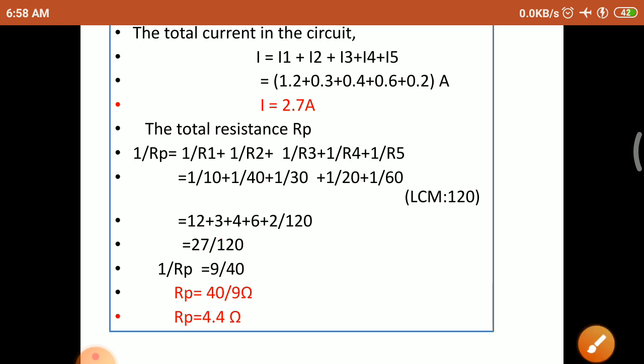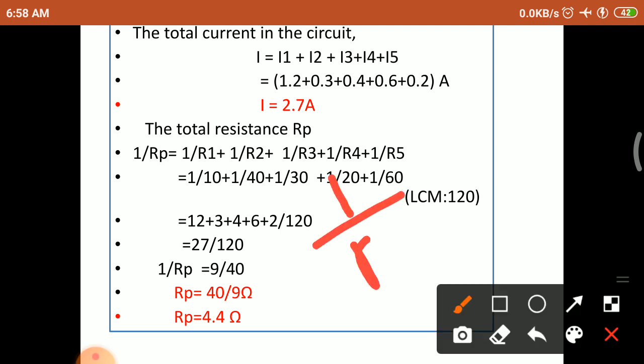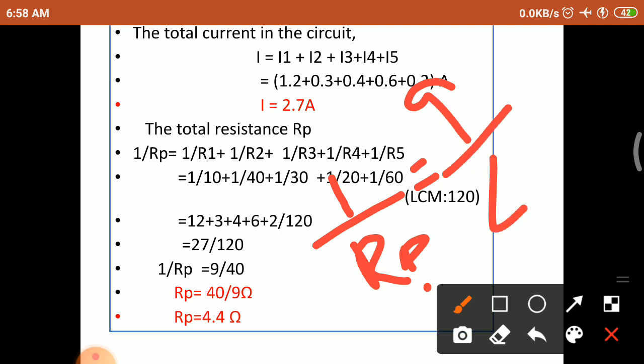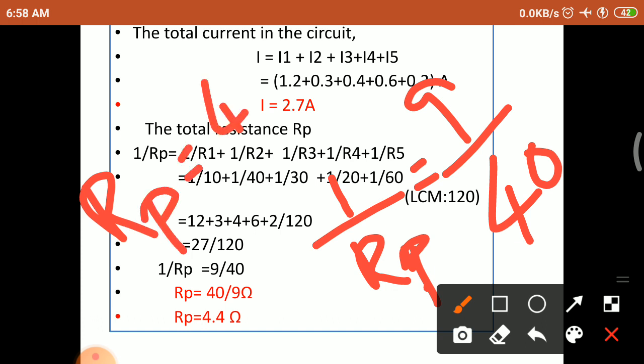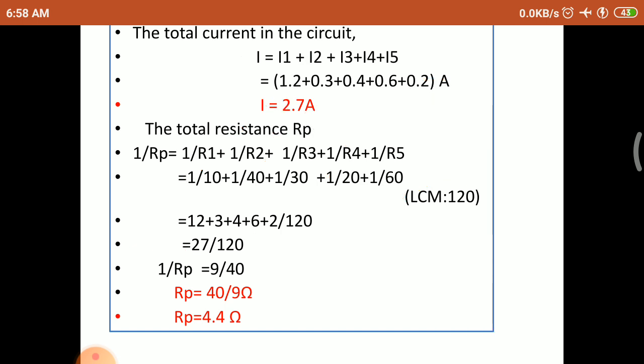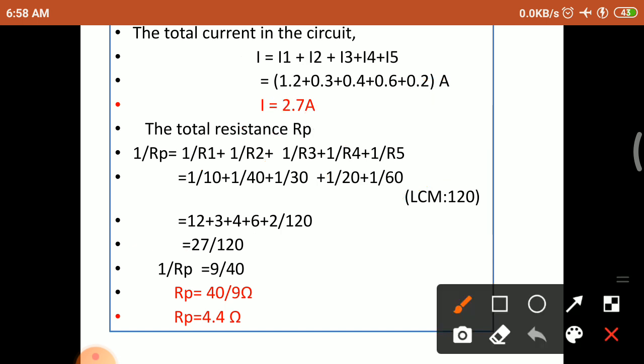See, 1 by Rp equal to 9 by 40. Rp equal to 40 by 9, so 40 by 9 ohm. If you divide 40 by 9, you get 4.4 ohm. So the total resistance, the equivalent resistance in this case, is 4.4 ohm.